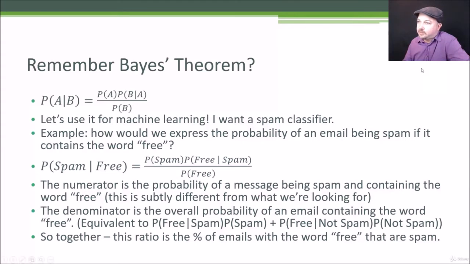As an example, let's figure out the probability of an email being spam given that it contains the word free. Most people promising you free stuff, it's probably spam. So let's work that out. The probability of being spam given that you have the word free in an email works out to the overall probability of it being a spam message times the probability of containing the word free given that it's spam over the probability overall of being free.